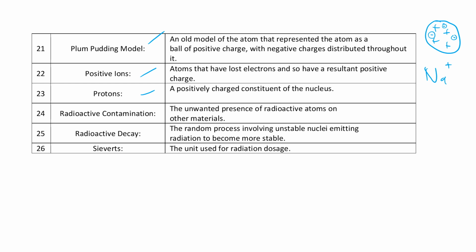The unwanted presence of radioactivity on other materials. So if the radioactive material actually touched me or went into me, right, that is radioactive contamination. The random process involving unstable nuclei emitting radiation to become more stable is radioactive decay. And the unit for radiation dosage, so this is how much you're allowed to have, is sieverts.